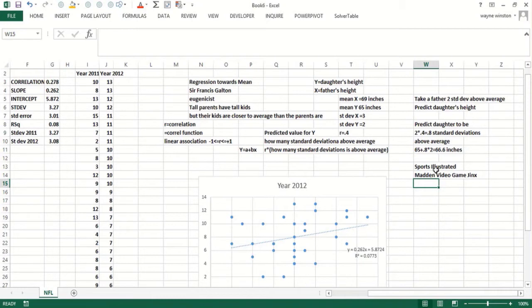Okay, the Madden video game jinx, when someone's on the cover of Madden, it's because they had a great year. And so there's nowhere to go but down because you had such a great year, maybe you'll get hurt. Okay. So where this has a real application in sports gambling, let's say, is predicted wins next season for an NFL team.